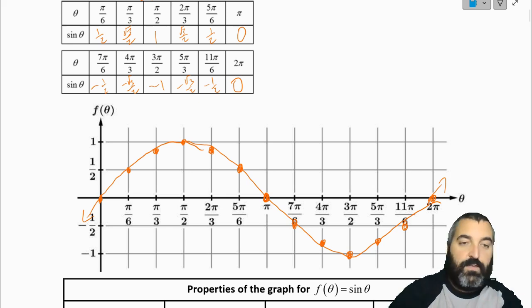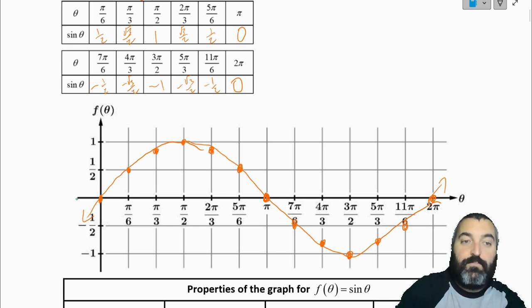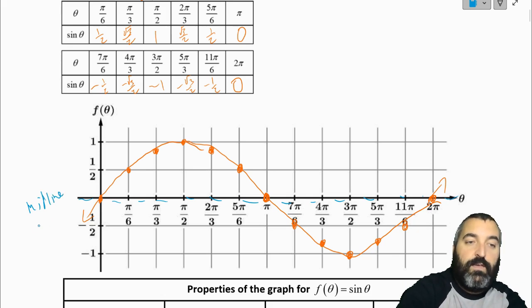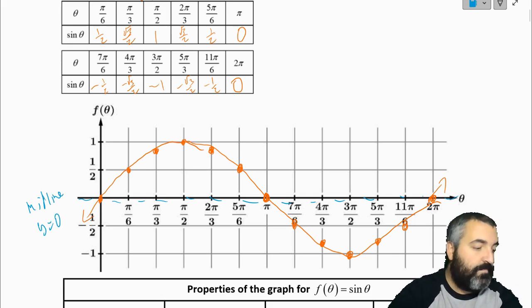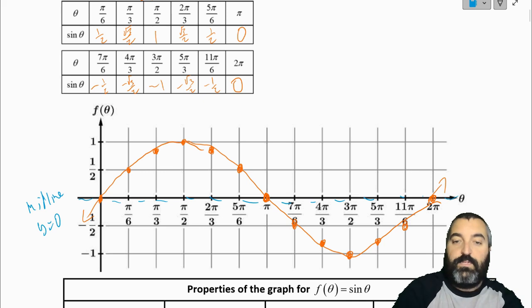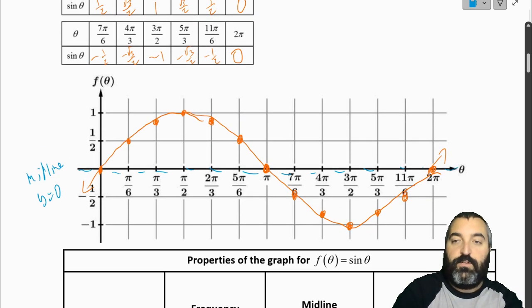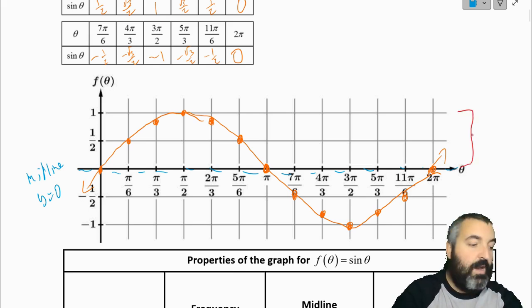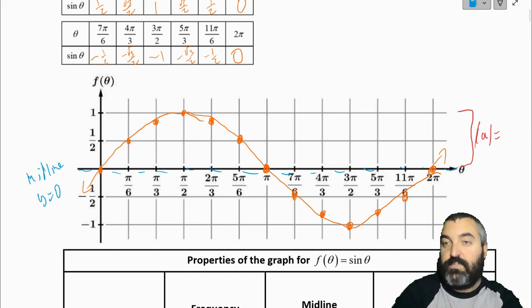So a few things. The midline is the middle of the graph. And so here our midline is at y equals 0. Okay. Then a couple things as far as the equation goes. There is also this height here. We are going to call this the amplitude, which we represent by the absolute value of our a. It's this distance. So it's 1 in this case.